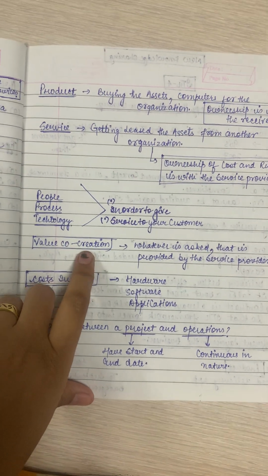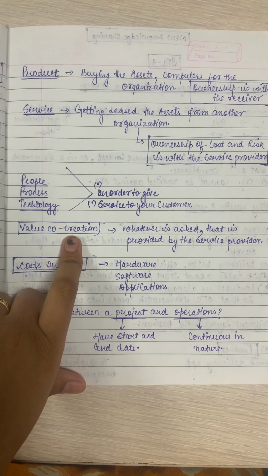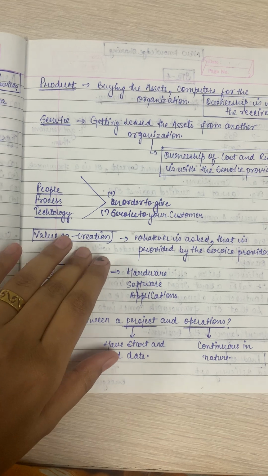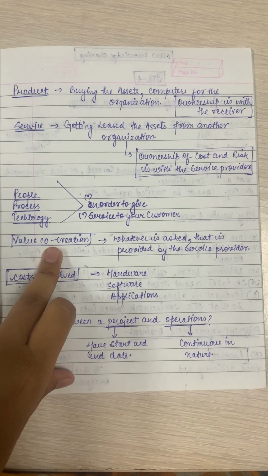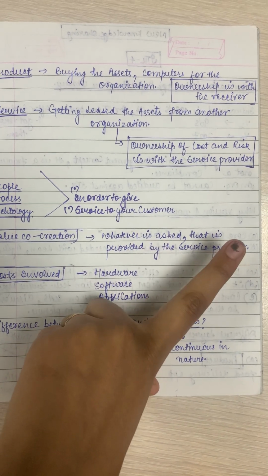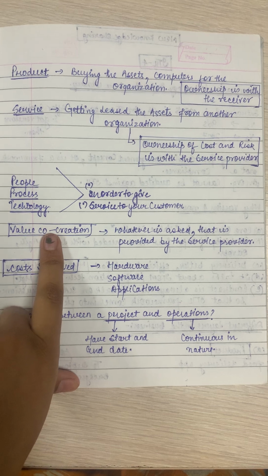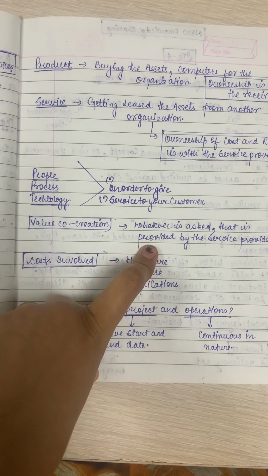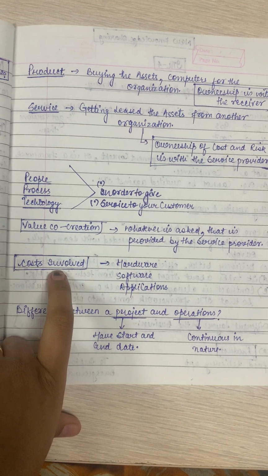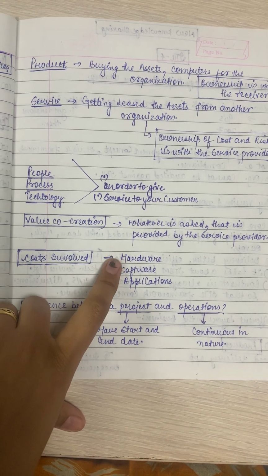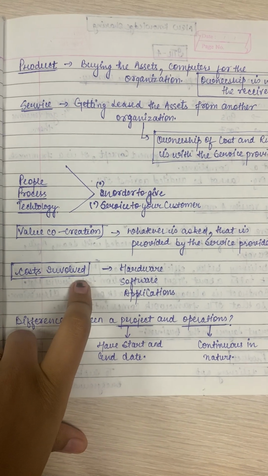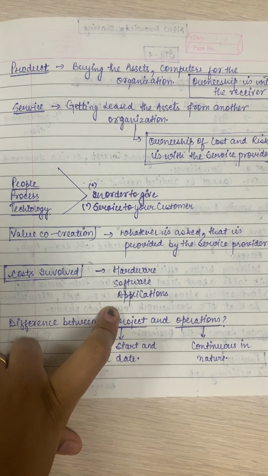So what do you mean by value co-creation? In our first lecture, I discussed that value co-creation is the major part which is added in your ITIL v4 version. So what is value co-creation? Whatever is asked is provided by the service provider, but going beyond what is actually asked is termed value co-creation. What are the costs involved here? It can be hardware, software and applications. So whatever is needed, your costs can be your hardware, software and applications.